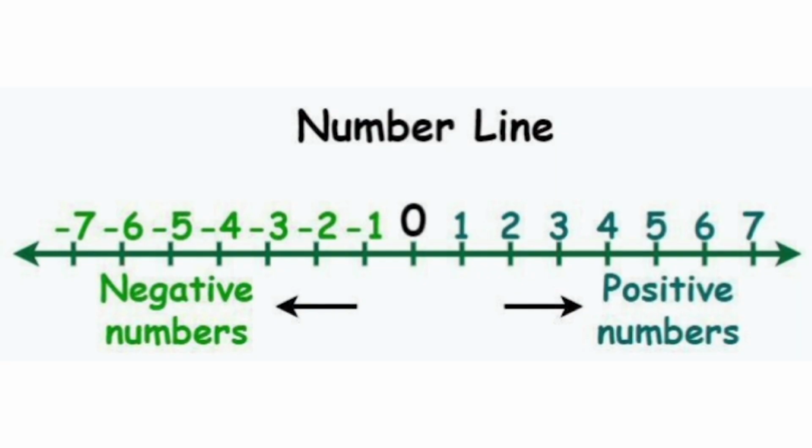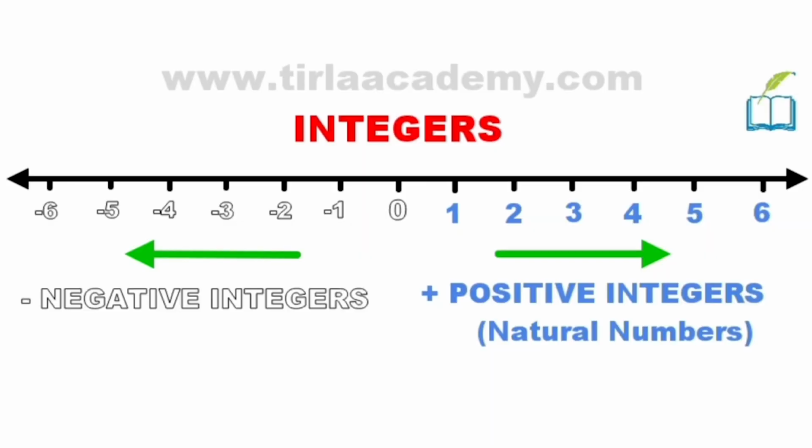In the middle of the number line, we have the number 0. On the right-hand side and left-hand side of 0 we have positive numbers and negative numbers that are evenly spaced. These negative numbers, 0 and positive numbers on the number line are called integers. So positive numbers are called positive integers and negative numbers are called negative integers.